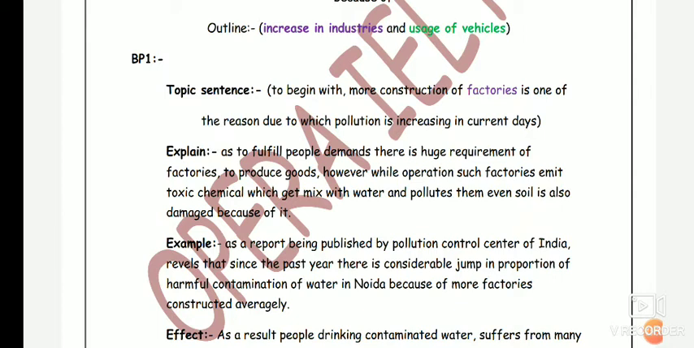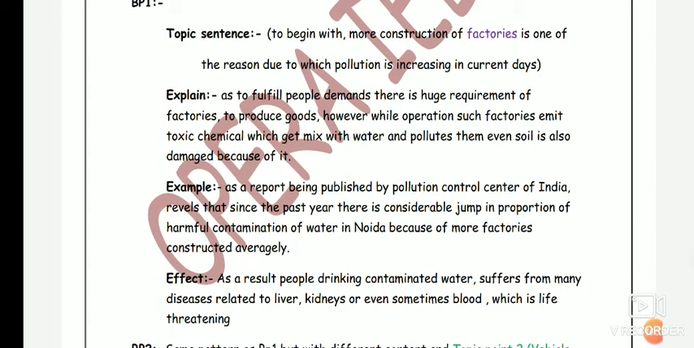I have just explained the point which I am going to describe. Okay, this is an explanation. Even then I have included a particular example, like you can see, a report published by the Pollution Control Center of India. You can give any particular example. Okay, it reveals that since the past year there is a considerable jump in the proportion of harmful contaminants in water in Noida because of the factories constructed.